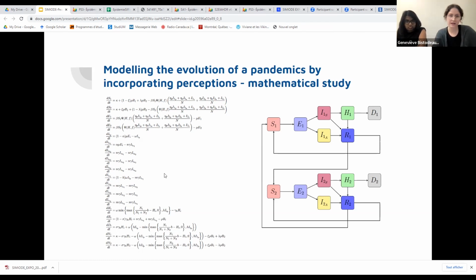And the model was built using differential equations. So we have all of them here. And it was solved numerically. So this shows how the movements go in our model. We have the same compartments in each group, and it's built on an SIR model, but a bit more complex. And with this model, we were able to get some results.